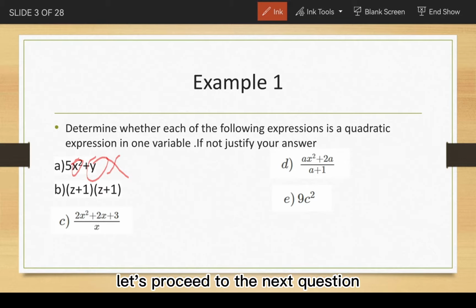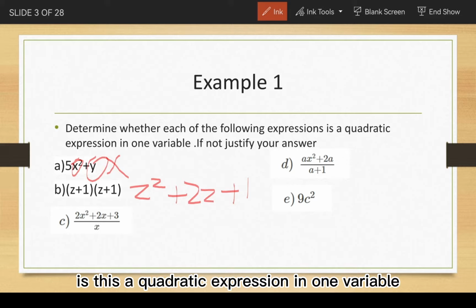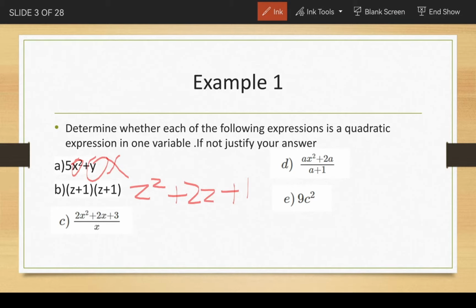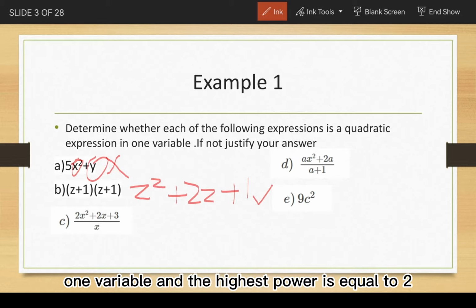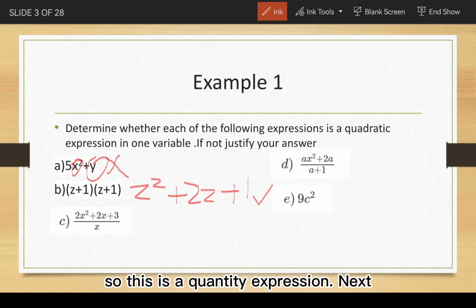Let's proceed to the next question. z plus 1 times z plus 1. For this question, we need to expand it to become z squared plus 2z plus 1. So, now, is this a quadratic expression in one variable? The answer is yes, because it has one variable and the highest power is equal to 2. And also a is equal to 1, so it is not equal to 0. So this is a quadratic expression.